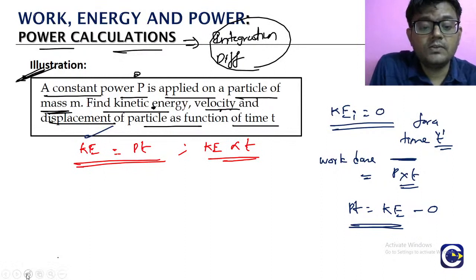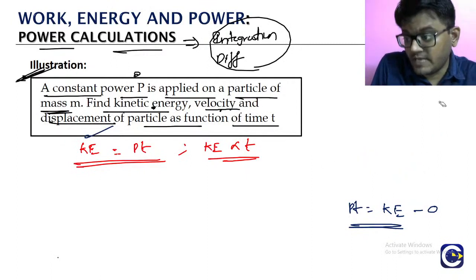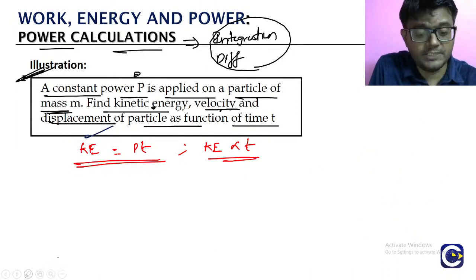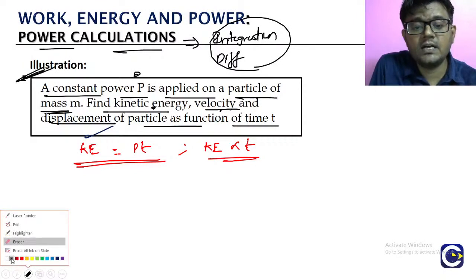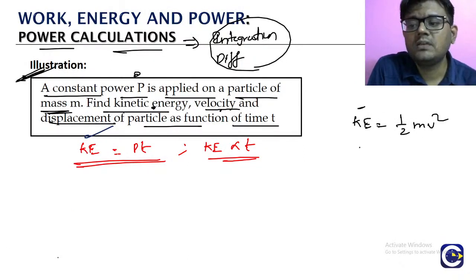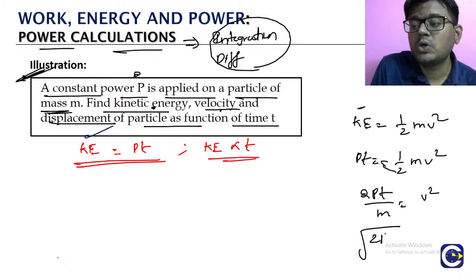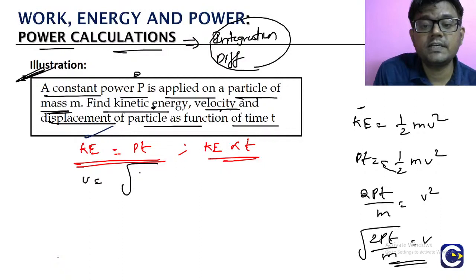If you have kinetic energy, we can straight away conclude about the velocity also. If the velocity is v, the kinetic energy of a particle is half m v square. The kinetic energy function is P t, so P t is equal to half m v square. Just rearrange: 2 P t by m is equal to v square, which means v is equal to root of 2 P t by m. We are getting the second equation, the velocity. So here, what is the conclusion?